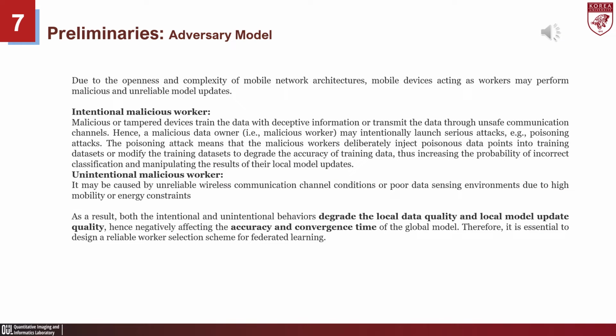Due to the openness and complexity of mobile network architectures, mobile devices acting as workers may perform malicious or unreliable model updates. There are two types of malicious workers: intentional and unintentional malicious workers. However, both the intentional and unintentional behaviors degrade the local data quality and local model update quality, therefore negatively affecting the accuracy and convergence time of the global model. Therefore, it is essential to design a reliable worker selection scheme for federated learning.